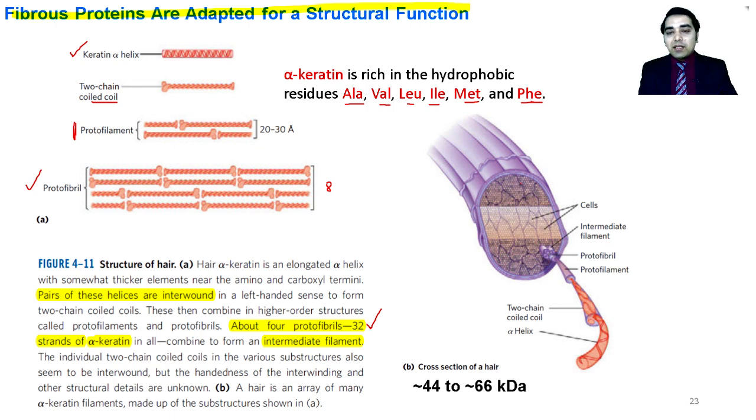We can see these are the cells inside the cross section of the hair that are making the proteins, and this is the alpha helix. These are the coiled coils, then the protofilament, the protofibril, and then 4 of the protofibrils are joined together to make the intermediate filaments. So this protein is in the range of 44 to 66 kilodaltons.